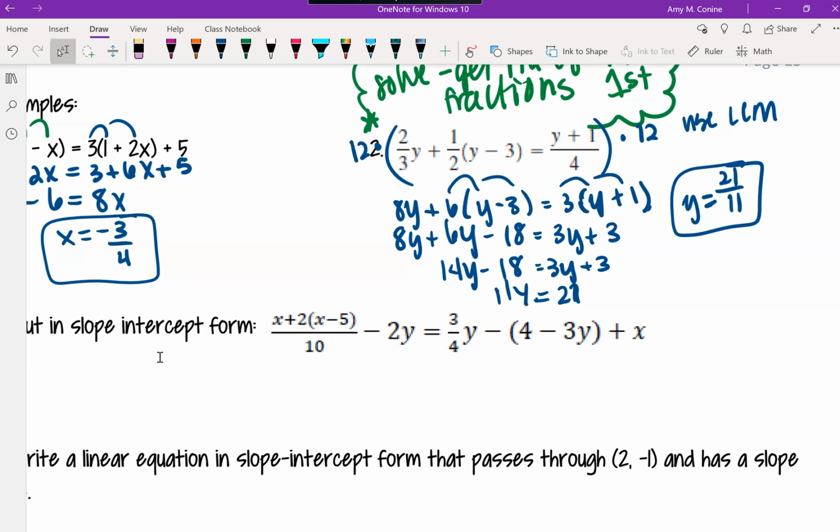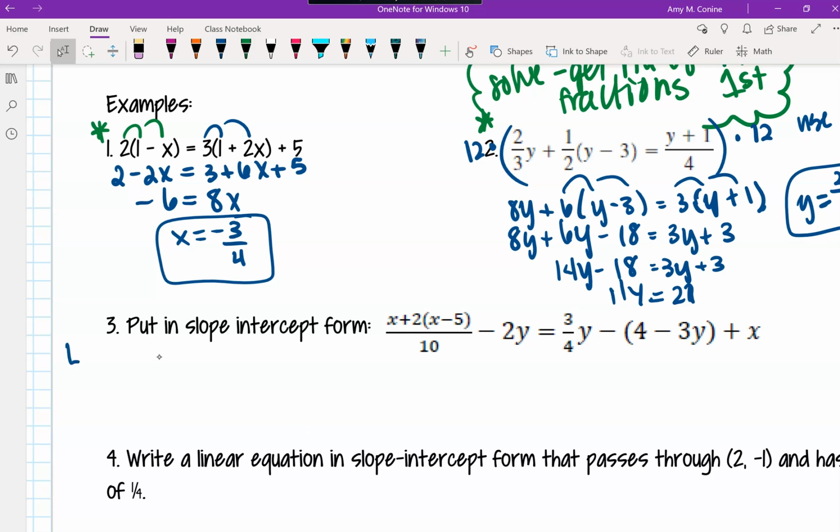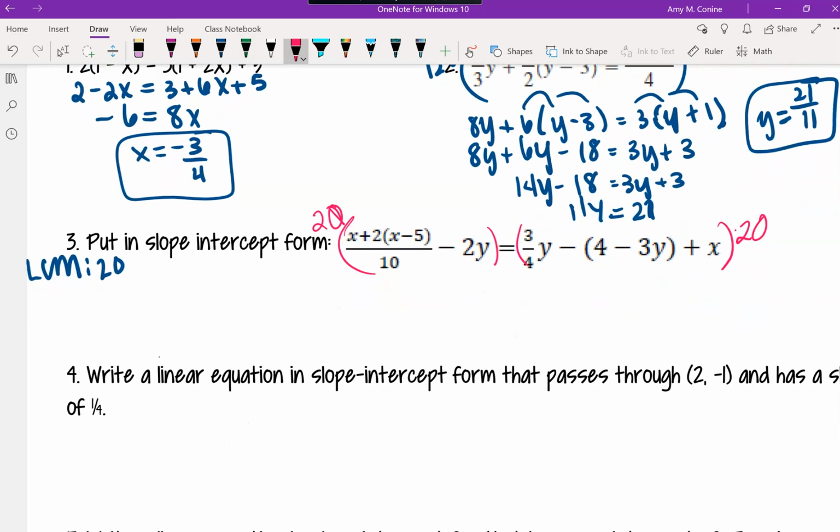So I want to look for the lowest common multiple for this problem, the lowest common multiple to get rid of the fraction. So I see I have a 10, I have a 4. I'm thinking my lowest common multiple is 20. So I'm going to multiply everything on both sides by 20, so I can just go ahead and get rid of the fractions. If you're someone who doesn't like fractions, this is for you. When you do that, you have to make sure you distribute to everything.